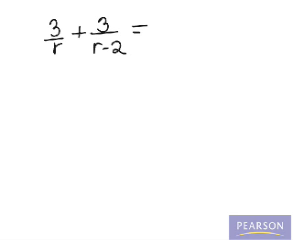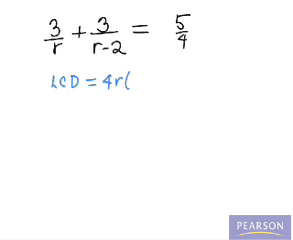So our equation is 3 over R plus 3 over R minus 2 equals 5/4. We're going to multiply both sides of the equation by the least common denominator. The least common denominator for this problem is 4R and R minus 2. So we're going to multiply both sides of the equation by 4R(R minus 2).